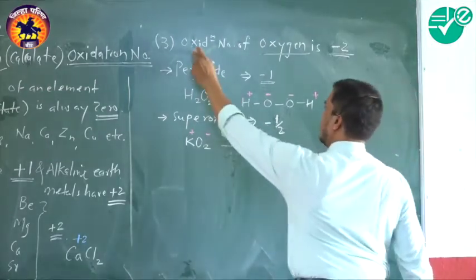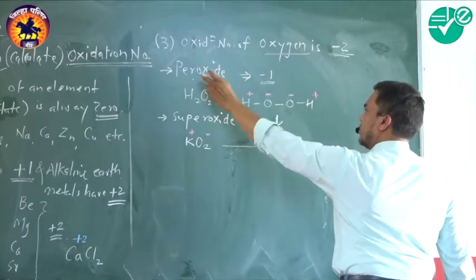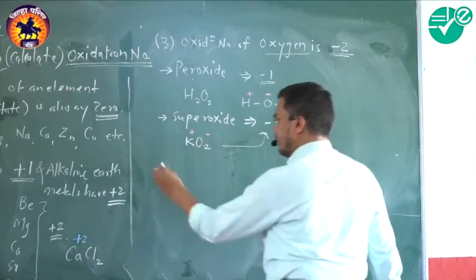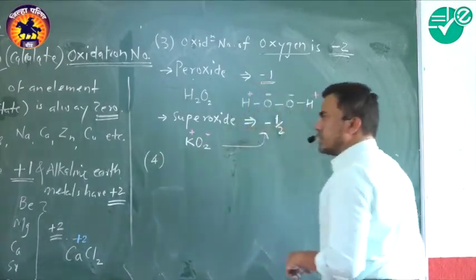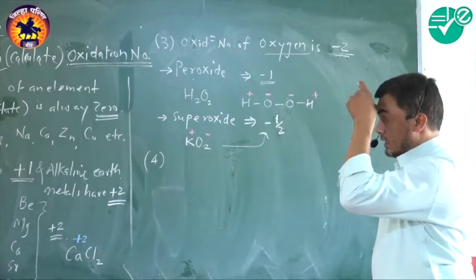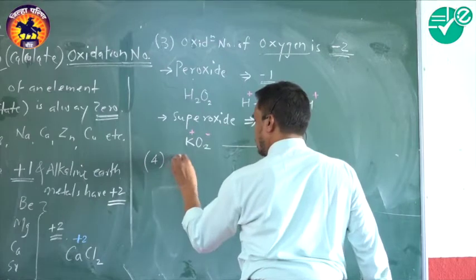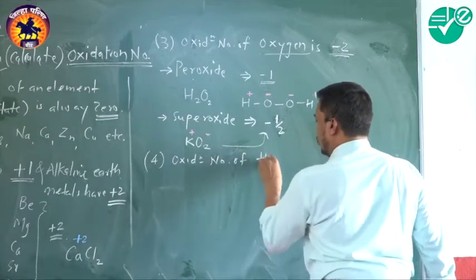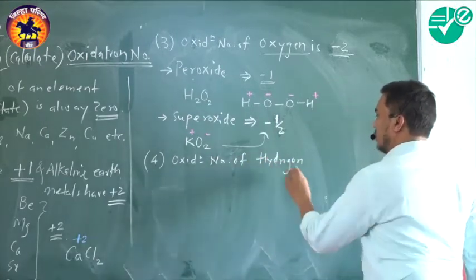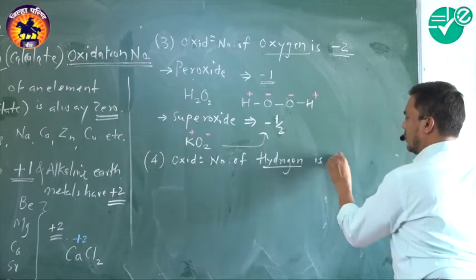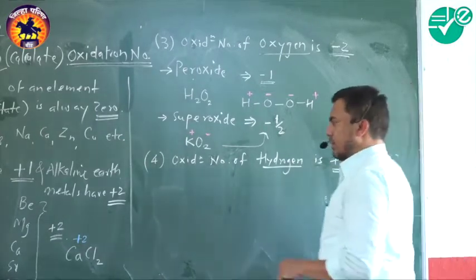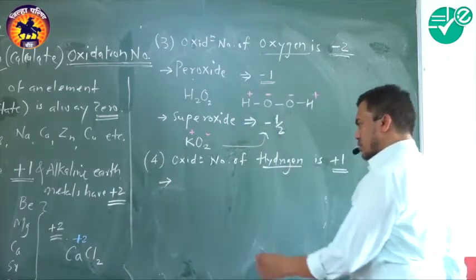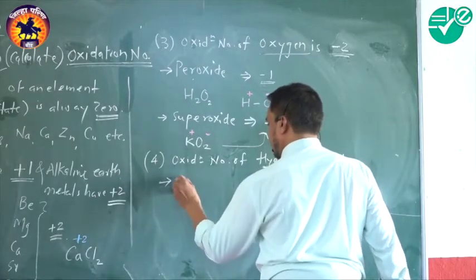So in general, the oxidation state of oxygen is -2. In peroxide, -1. In superoxide, -1/2. Another important rule to assign the oxidation number is in the case of hydrogen. The oxidation number of hydrogen in general is +1. But in the exceptional case, hydrogen shows -1 oxidation state if it is combined with metals.